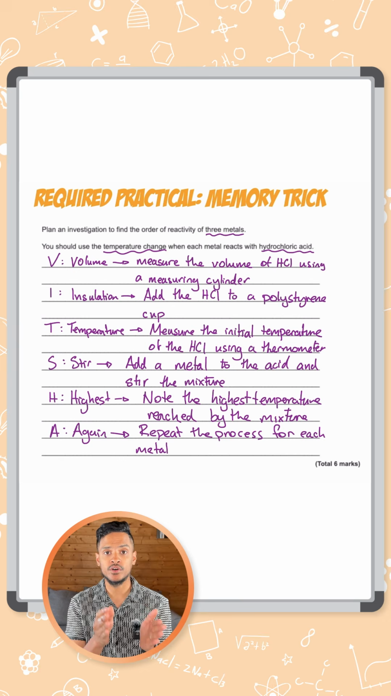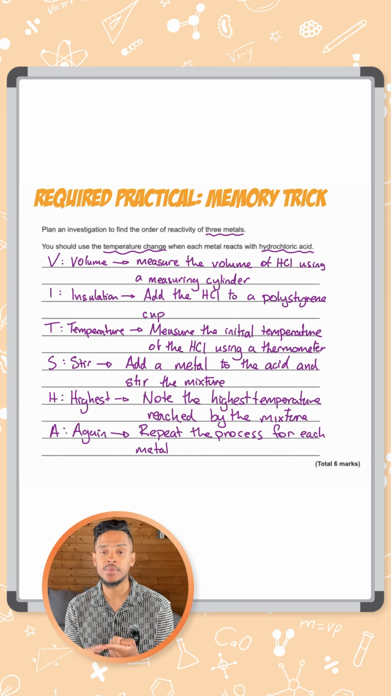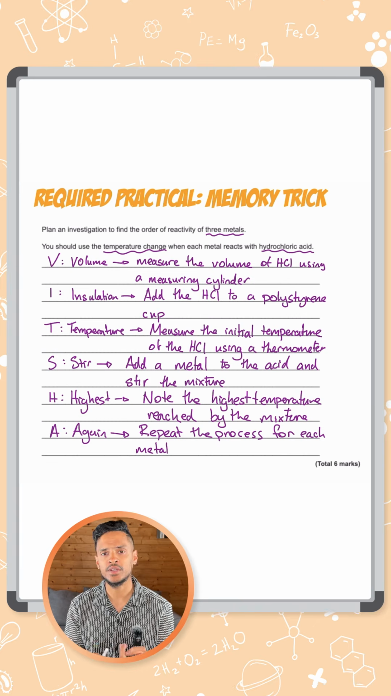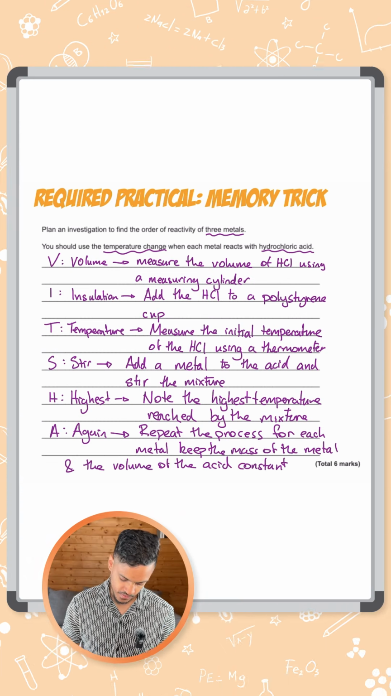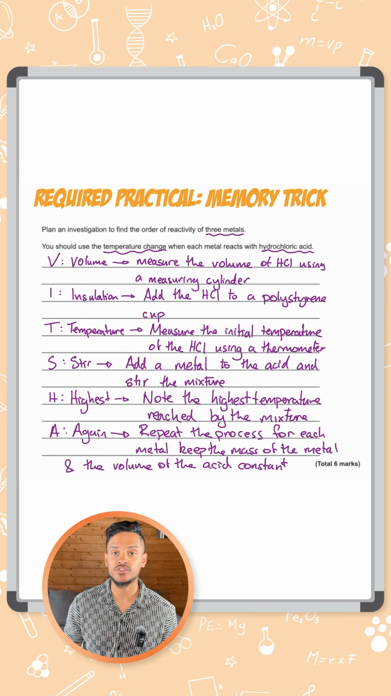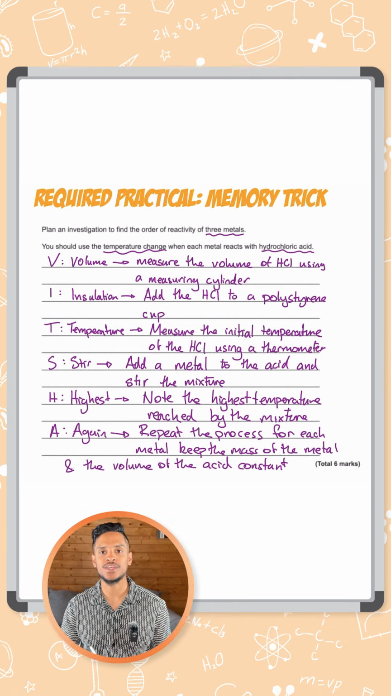What do we need to keep constant for each investigation? We want to keep the mass of the metal constant and also the volume and concentration of the acid. So let's mention that as well. Keep the mass of the metal and the volume of the acid constant. You can also mention concentration if you want there, but what we have there is enough to get you 6 marks.